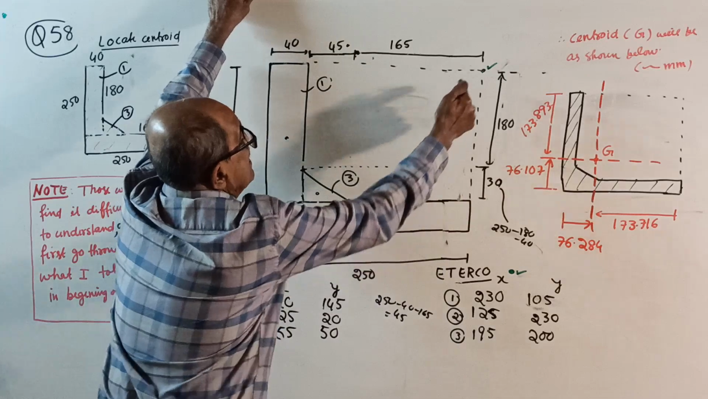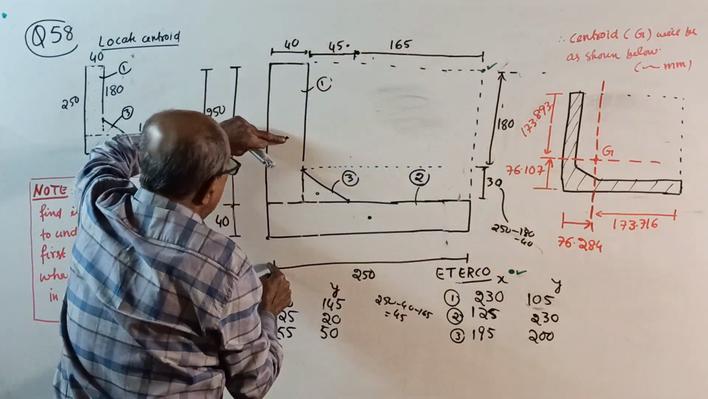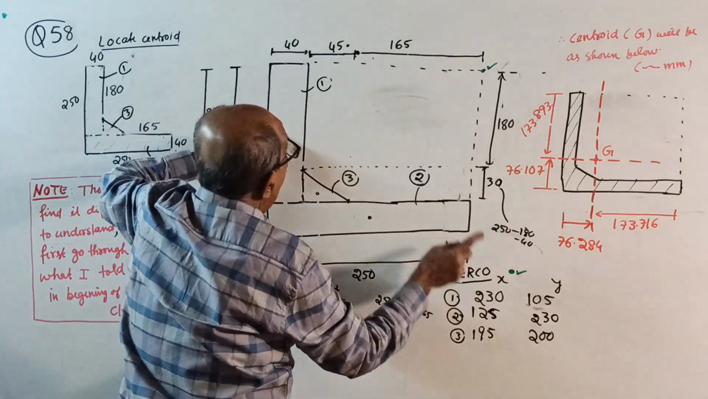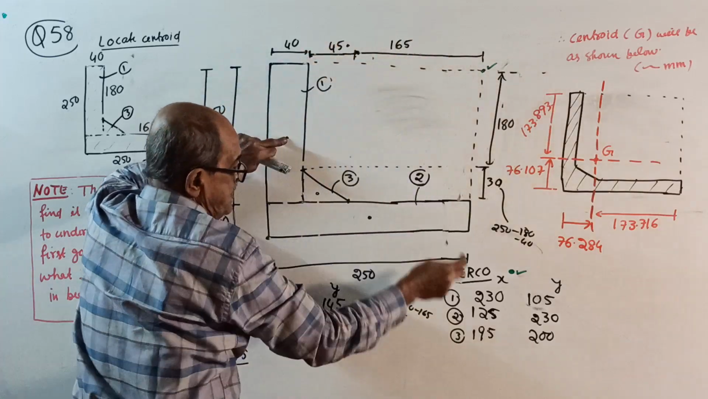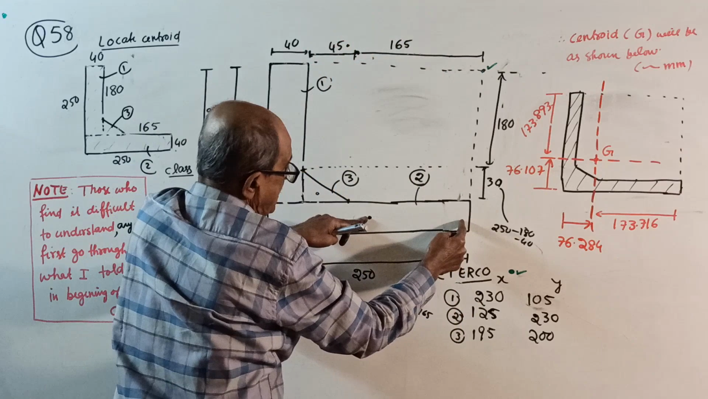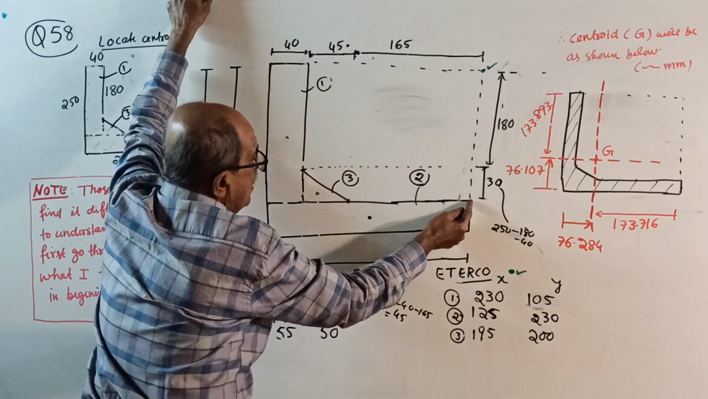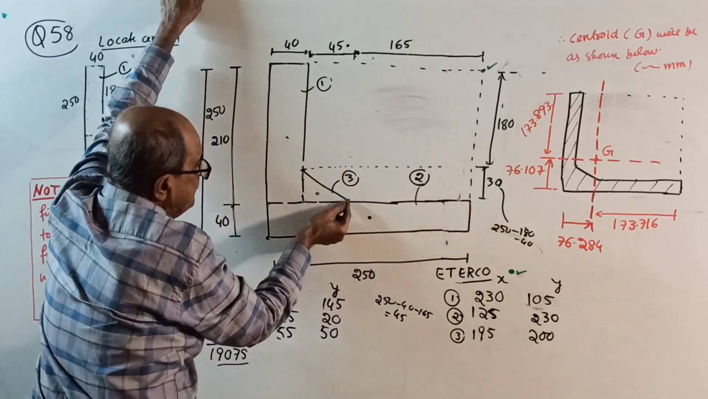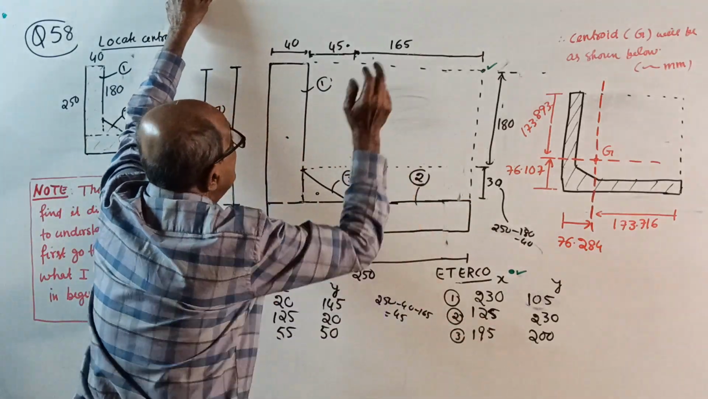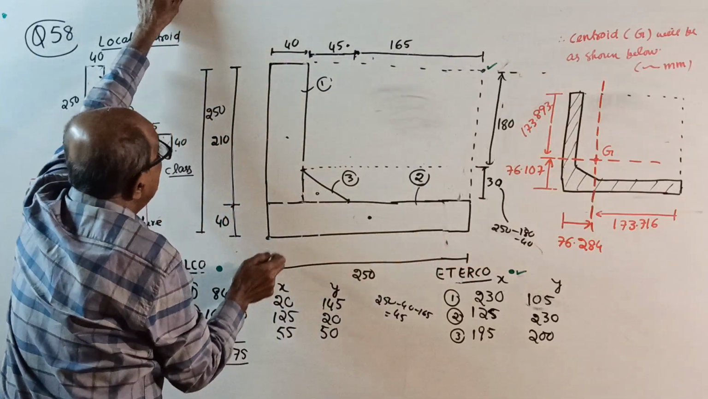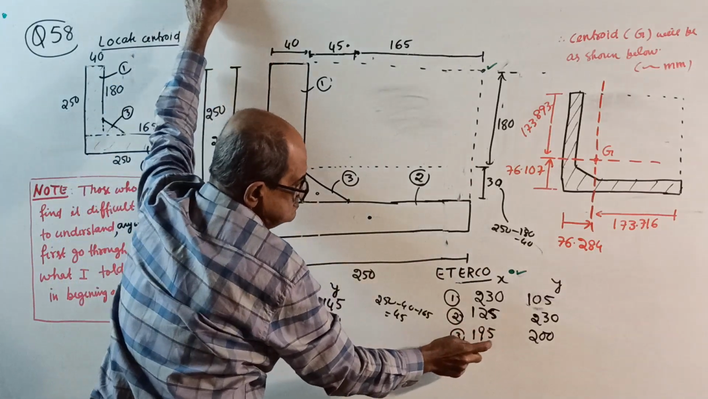Eterco, start. Here. X1: 250 minus half of 40, or 165 plus 45 plus half of 20. X2, oh, very easy, 250 by 2. X3, see here, 165 plus 2/3 of 45, or 250 minus 40 minus 1/3 of 45.